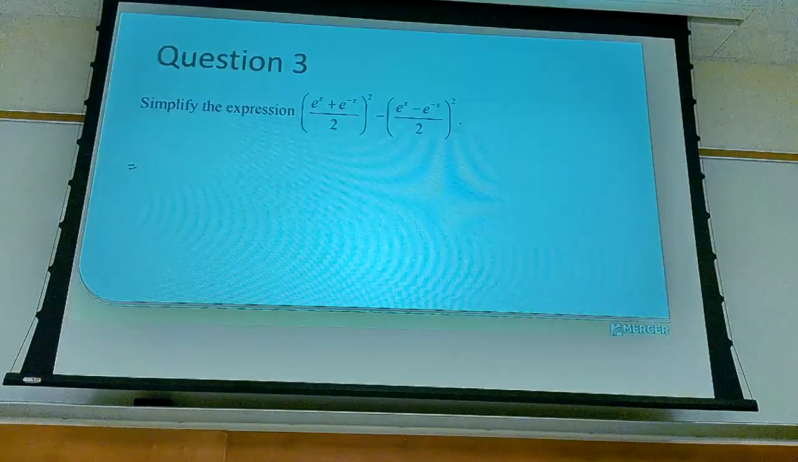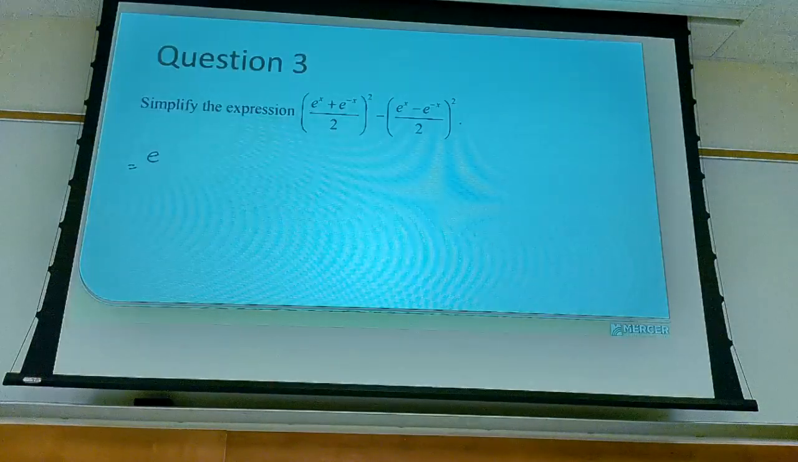That would be a binomial. It's not actually a binomial, but we still kind of call it that because it's two terms, squared. Square of the first term, e to the x squared.